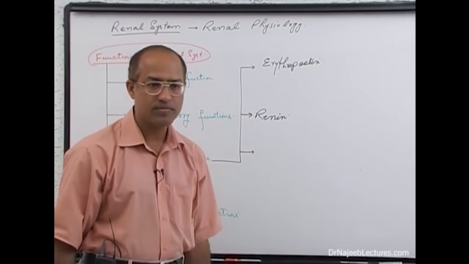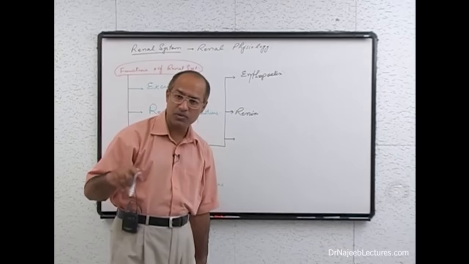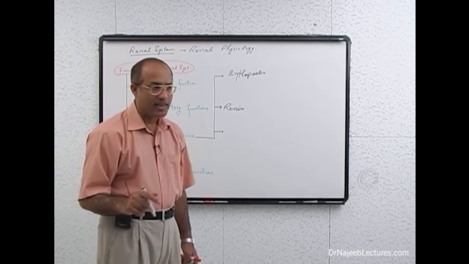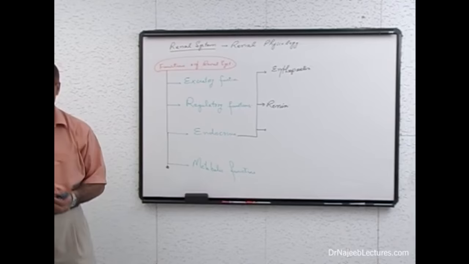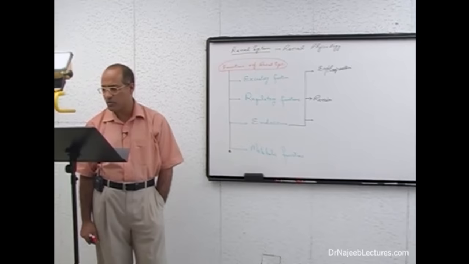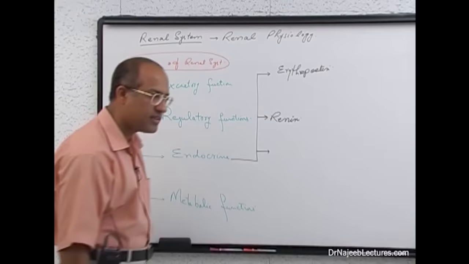ADH. ADH is acting on the kidney. Up to a few minutes before, ADH was produced by the hypothalamus and stored in the posterior pituitary. It is still doing the same thing, okay. It acts on the kidney. Hormones from the kidney are different and hormones acting on the kidney are different. So I'm talking about hormones produced by the kidney and acting somewhere else in the body. So we have discussed erythropoietin and renin, and any other hormones which are produced by the kidney.